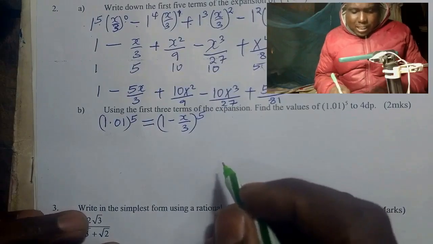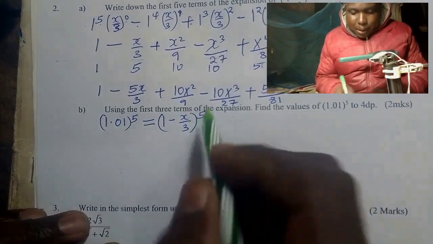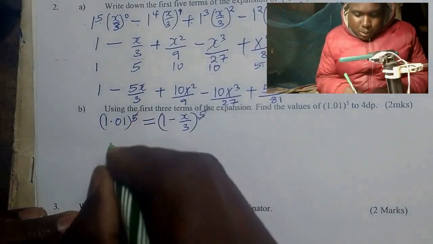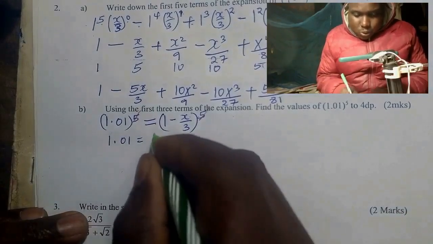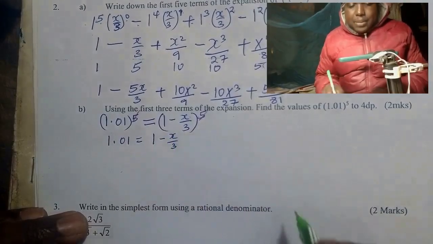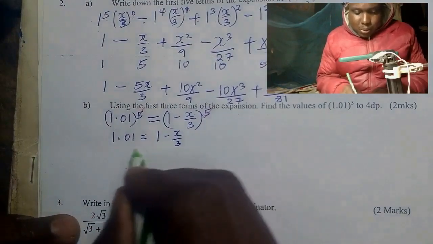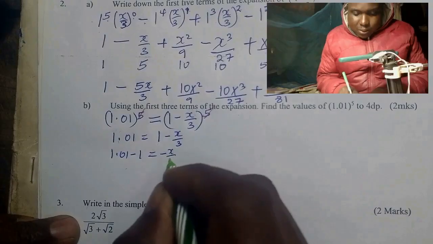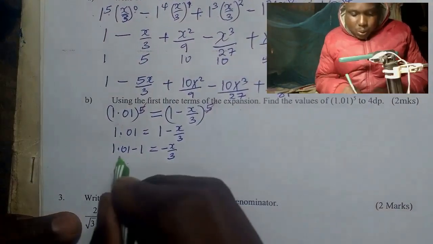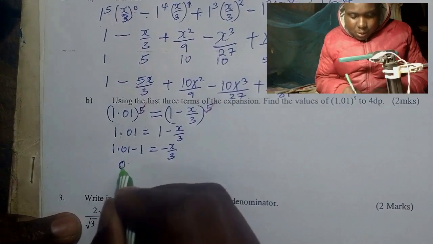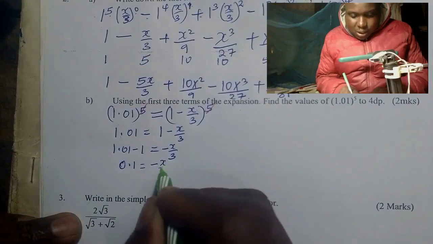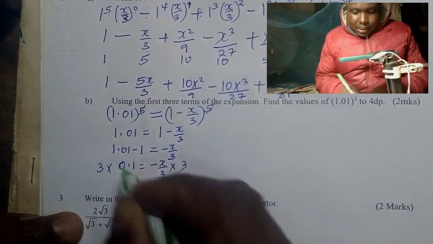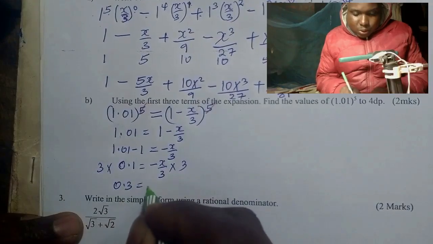The simple way to do this, we want the value of x. The powers are both 5, so cancel them out, and we remain with 1.01 is equal to 1 minus x over 3. Then put like terms together, bring 1 to this side, so 1.01 minus 1 is equal to minus x over 3. So we get 0.01 is equal to negative x over 3. We want x, so times 3 on both sides.